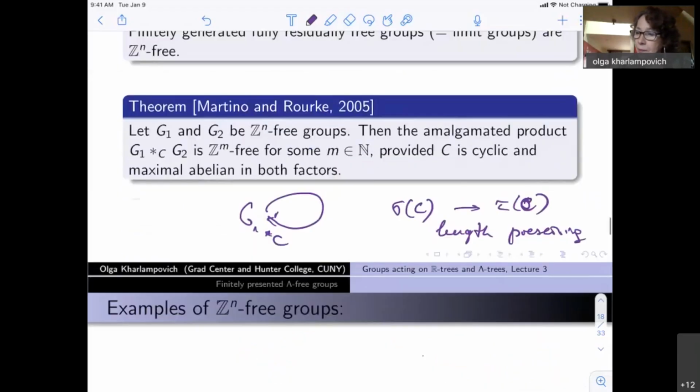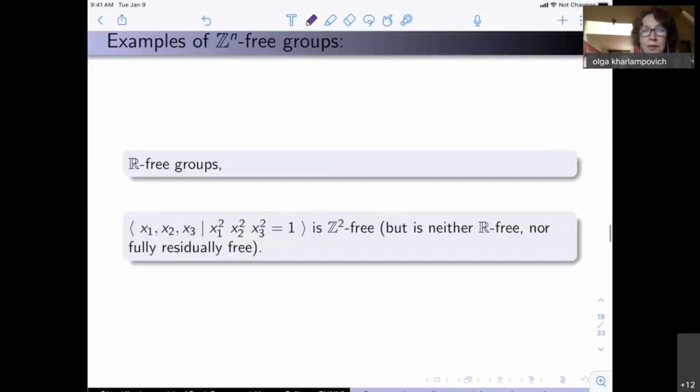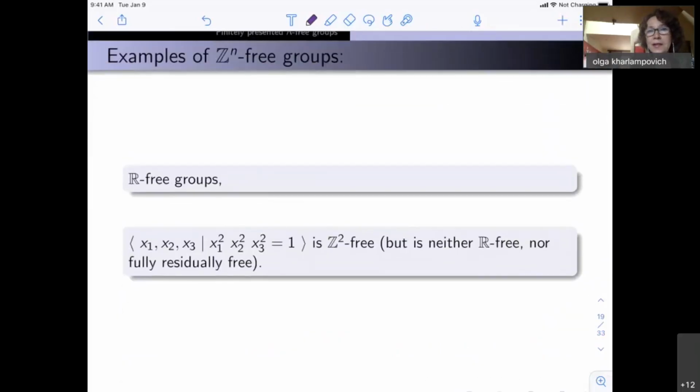So that's another example of Z^n free groups. I said that limit groups are Z^n free. And it helps a lot because, like a free group, which is Z free, the good property of a free group is that there are clear cancellations. So since it is Z free, there are clear cancellations.